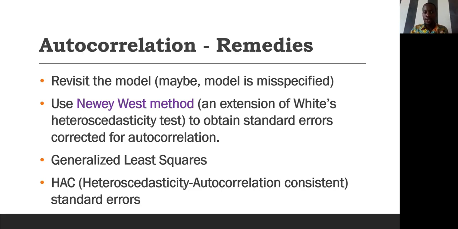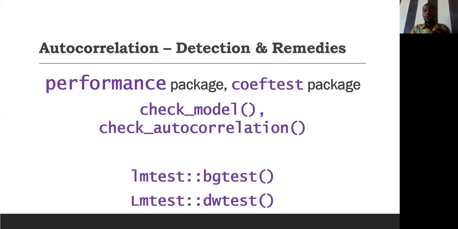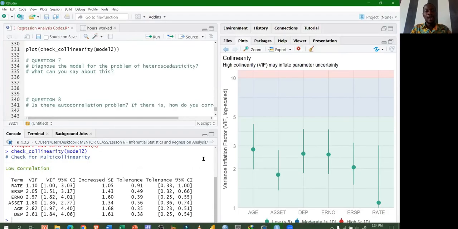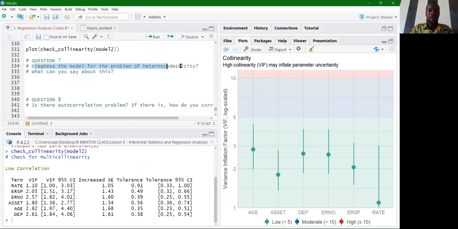And then we have the HAC, which is producing heteroskedasticity and autocorrelation consistent standard errors. So many words. Econometricians are very good at bringing out big words that confuse, but actually we are just trying to say that we are producing standard errors for the coefficients that are consistent, where the problems of heteroskedasticity and autocorrelation have been taken out of the system. So that is what HAC actually means. So yes, we're going to use the performance package, and there's also a package called coeftest. Okay, we will look at them. The lmtest package is also there. And so, right, let's go ahead and practice these to solve the remaining set of questions, and then we're just good to go. So diagnose the model for the problem of heteroskedasticity. What can you say about this? So yes, of course, we need to install the package called lmtest, all right?